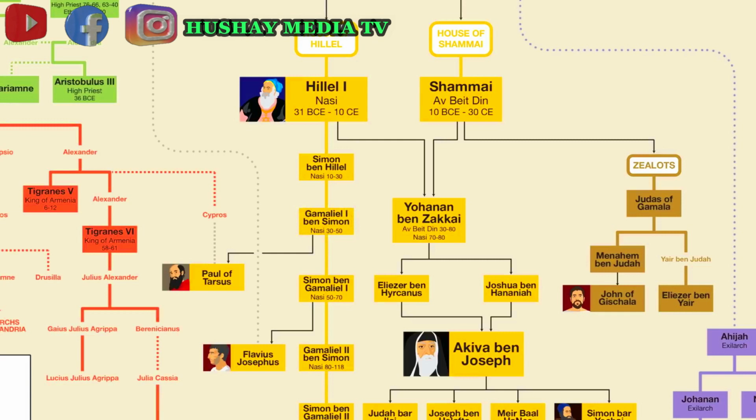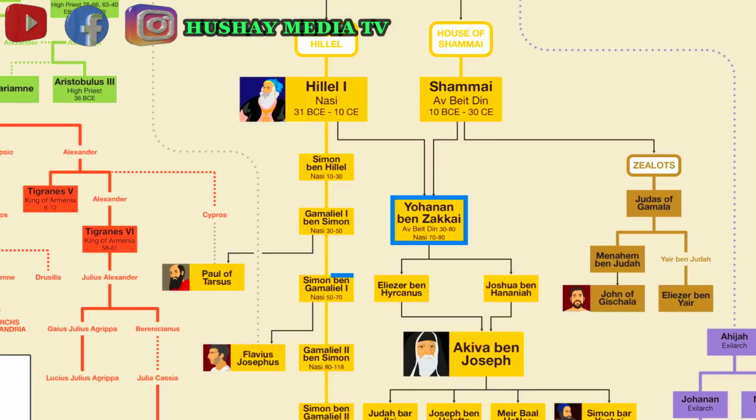Serving alongside Gamliel as Av Beit Din was Yohanan ben Zakkai. He's generally the person considered to have been the first official rabbi. He outlived Gamliel and therefore also served alongside Gamliel's son, Simon. Simon and Yohanan were therefore the two leaders of the Sanhedrin in the year 70 CE, when the Romans laid siege on Jerusalem. However, each one met with a very different fate.